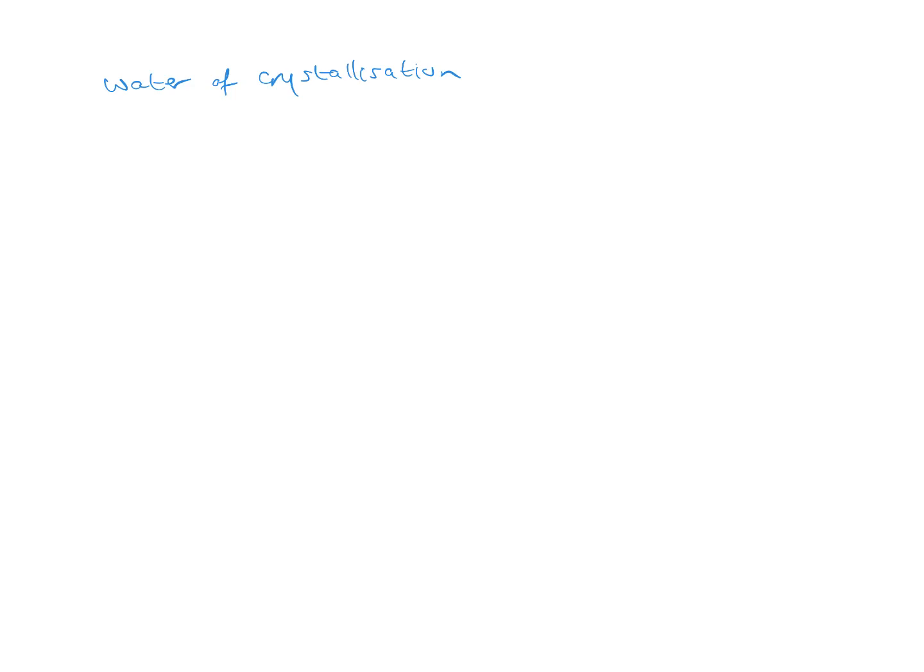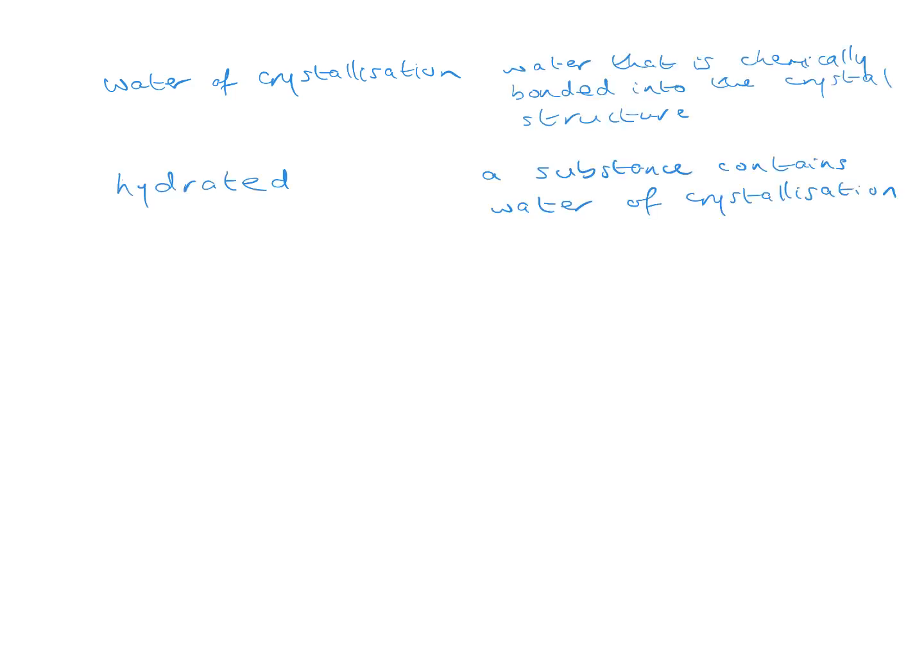Then what is hydrated and anhydrous? Well, hydrated just means that a substance contains water of crystallization. So we would talk about hydrated copper 2 sulfate, and that just means that the copper sulfate contains water of crystallization. The final definition is anhydrous. And this is a substance which does not contain water of crystallization.